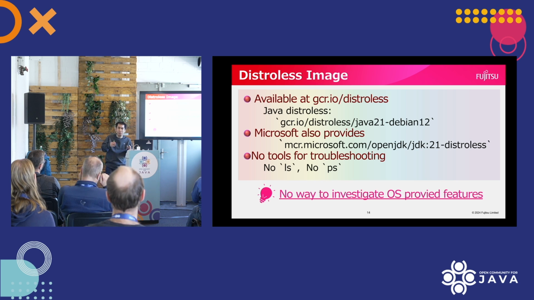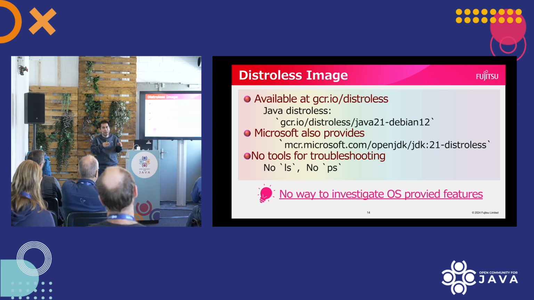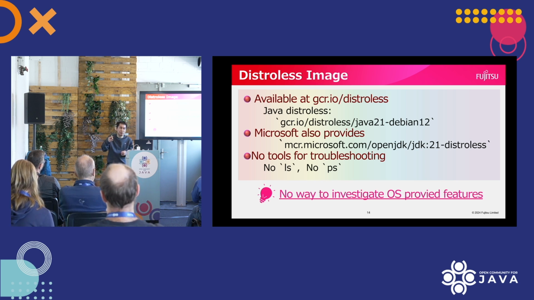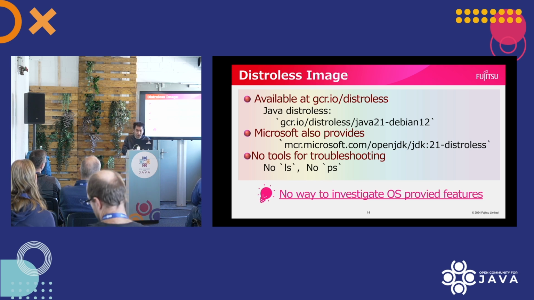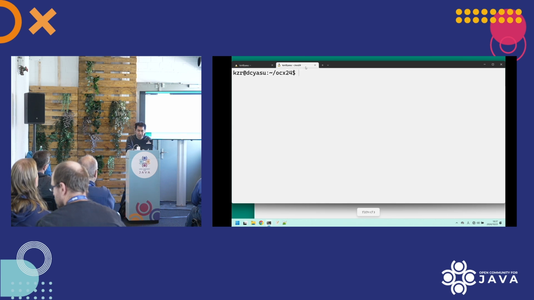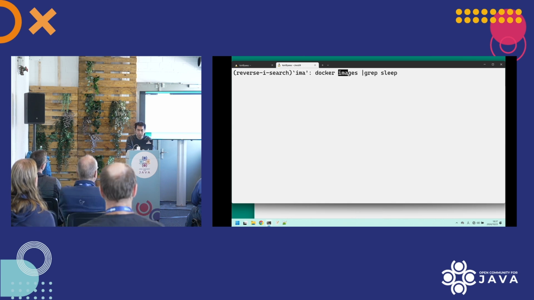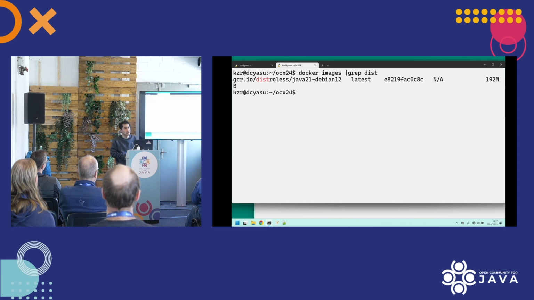But the problem is you cannot run any command other than the command specified as entry point in the Dockerfile or pod definition. So you cannot run any very primitive command like ls or ps. So let me show some example. So here is a distroless image of Java 21.